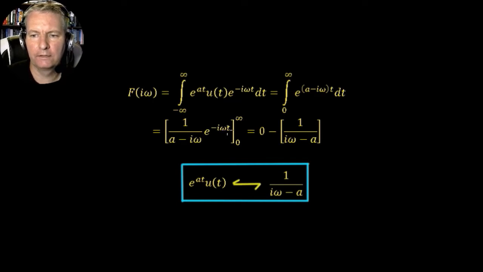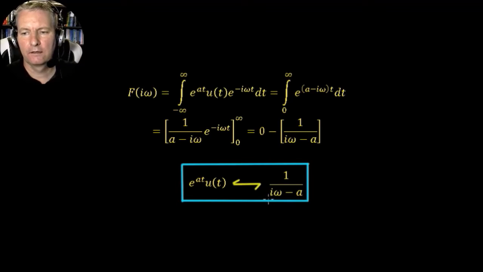When we put infinity in for t, that's going to be e to the minus infinity, so that tends towards 0. And then if we put a value of 0 in for t, e to the power of 0 is just 1, so it's going to be minus 1 upon I omega minus a. So it means that the Fourier transform pair for e to the at u of t is 1 upon I omega minus a.